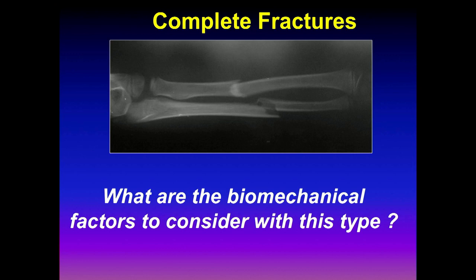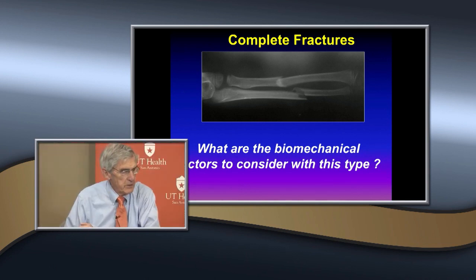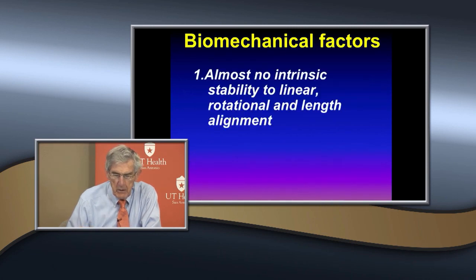Now, what about the biomechanical characteristics of a complete fracture? What do you have to deal with here? Loss of length. That's right, shortening. It's length unstable. The others are length stable, plastic deformation and greenstick fracture. So you don't have to reestablish length. With a complete fracture there's almost no intrinsic stability to linear or rotational or length alignment.